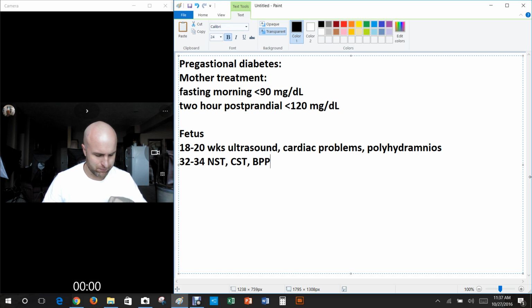It was the... here it is. Sorry, one moment. BPP, here it is. So fetal tone, breathing, movement, amniotic fluid volume, and non-stress test.